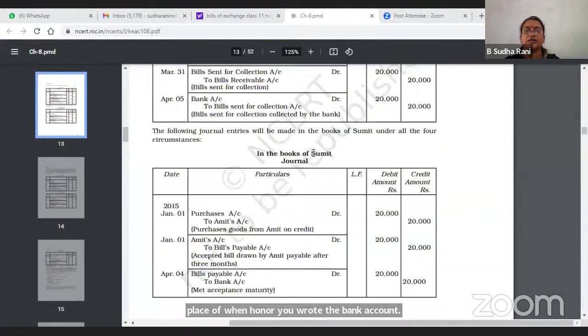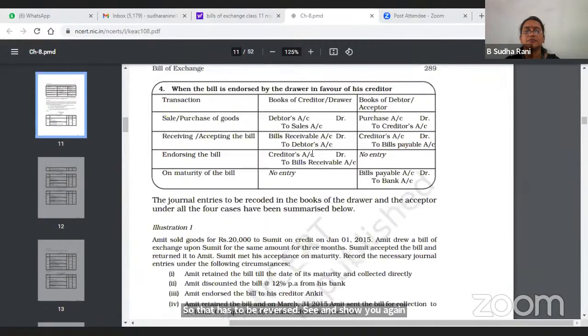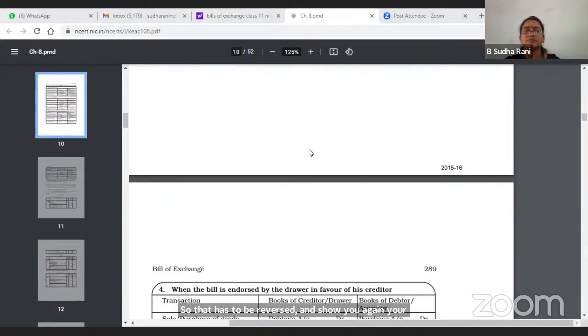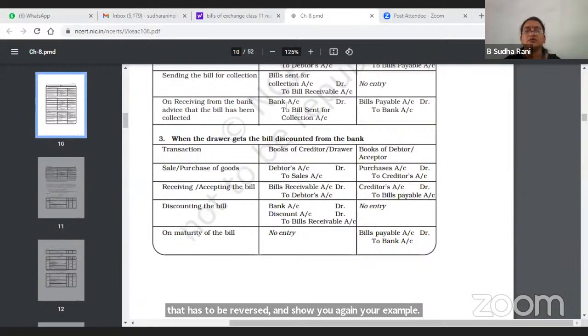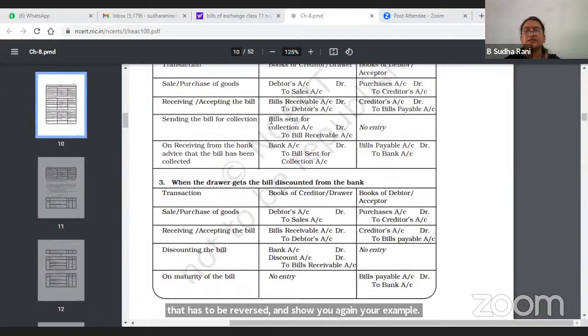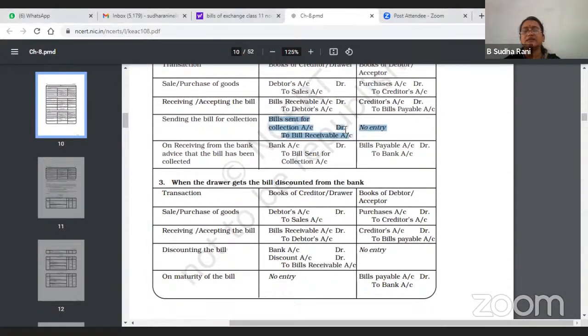See, I'll show you your example again. When honored, what did you write? See, this second entry in the drawer's book, whatever is there, has to be reversed when dishonored. So bill sent for collection account debit to bills receivable. In place of bills receivable, you will write drawee account. In case of dishonor, the drawee has to be debited. Drawee account debit to bill sent for collection account.